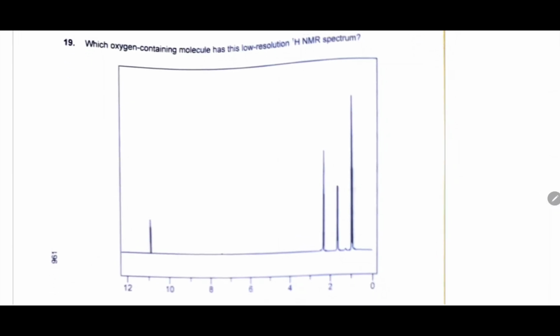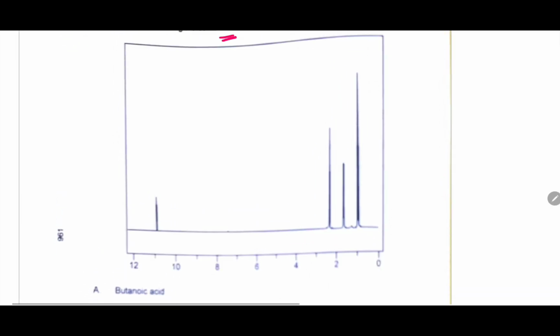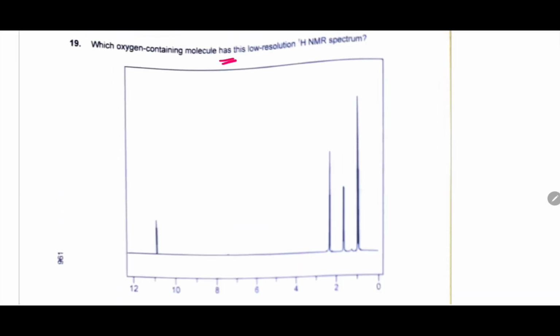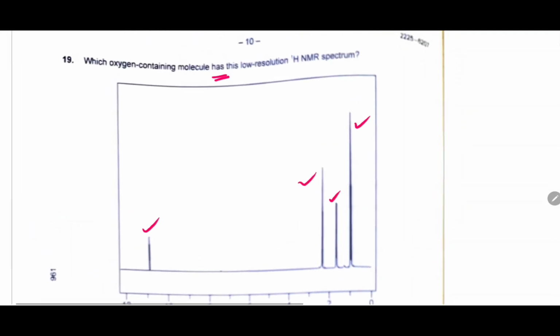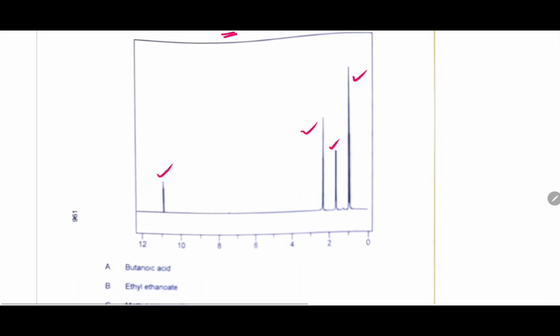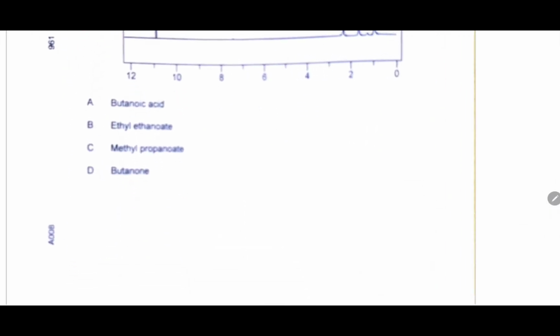19th, which oxygen containing molecule has the low resolution HNMR spectrum? This HNMR spectrum has been given, and I have to see which of the molecules has this HNMR spectrum. As you can see, there are 4 lines, 1, 2, 3, 4. It means there should be 4 hydrogen atoms in different environments. As we can see, there are 4 different spectral lines. Now, we have to find out which of the following molecules has 4 different hydrogen environments.